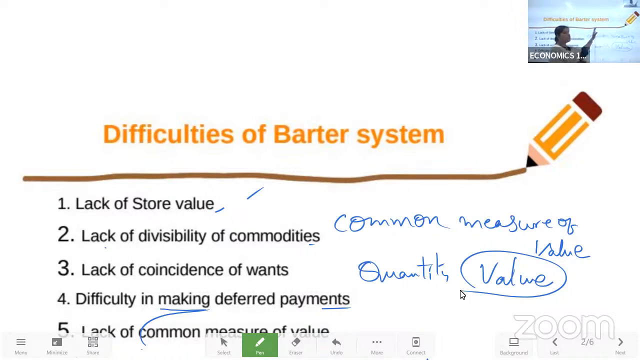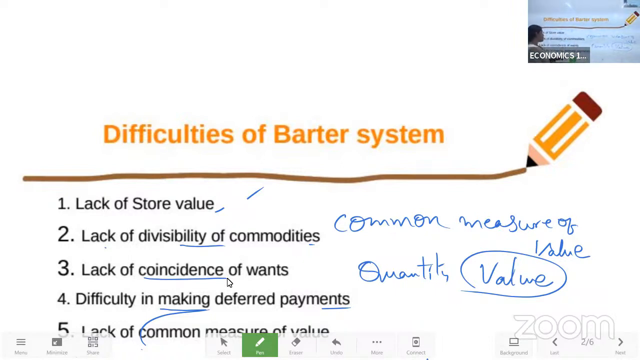So this is the 5-mark question: what is the barter system and what are the difficulties faced under the barter system? First I explain the introduction, that is the barter system, which can be a 2-mark question again. The barter system is exchanging of goods with another good. Next we have the difficulties. These are the 5 difficulties: store of value, divisibility of commodities, coincidence of wants, making of deferred payment, and measurement of value.